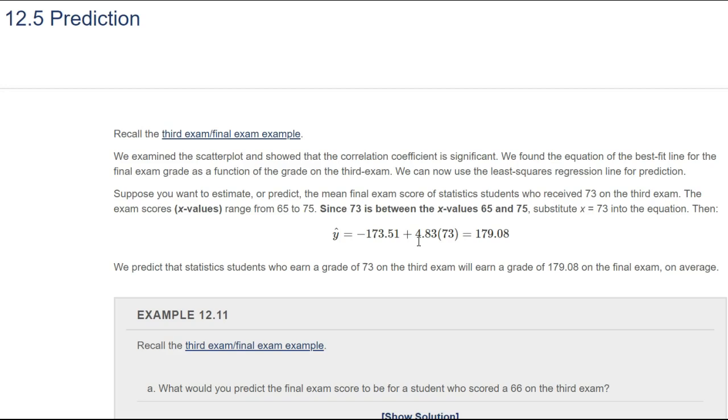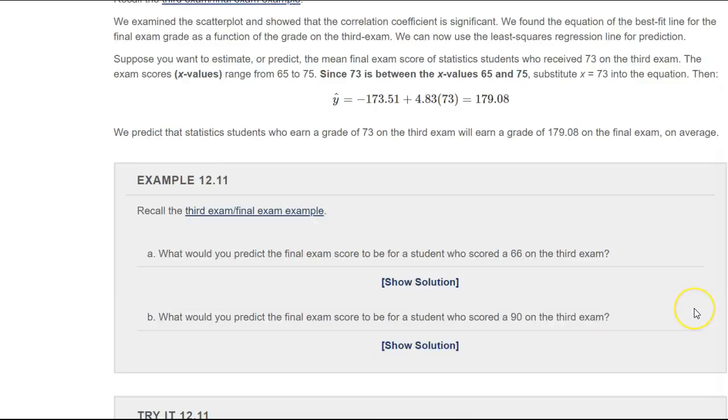So if a student scores a 73 on the third test, we're going to throw that in for our x value, calculate this out, and we can predict that they would score a 179.08 on their final exam on average. Again, it doesn't mean that student will get that grade. It just means on average, if you had a lot of students and you ran through it, that's what they would score. Let's predict the final exam score for a student who scores a 66.